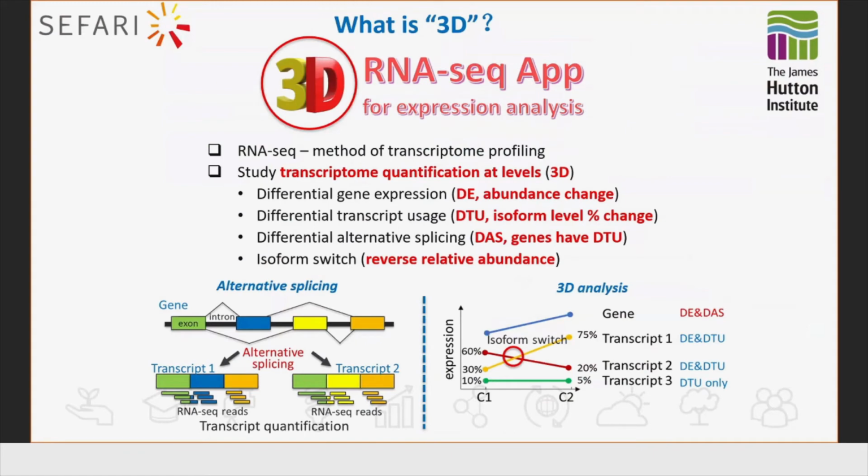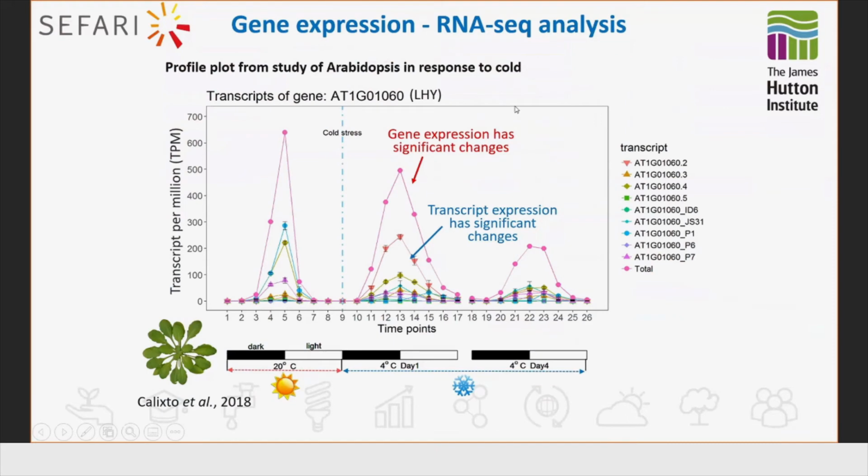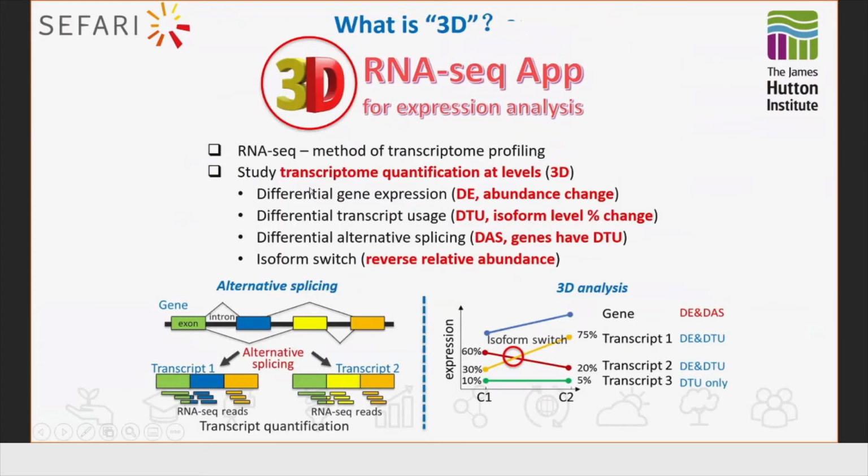So for the 3D RNA-seq app, what is 3D? 3D is not the 3 dimension. It refers to using RNA-seq datasets for differential gene expression, DE, differential transcript usage, DTU, and differential alternative splicing, DAS analysis. The 3D app can also be used for isoform switch analysis. The isoform switch is where the transcript isoforms see reversed relative abundance. For example, here, the two transcript isoforms just reverse their abundance.